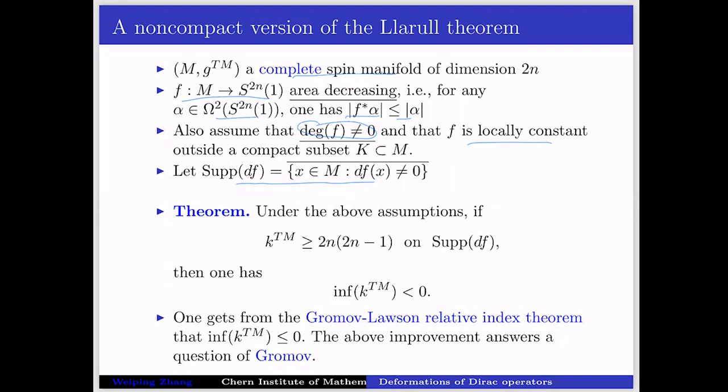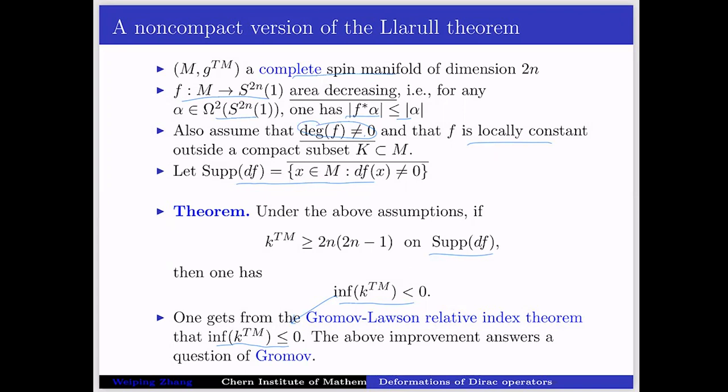Then our theorem is that under these assumptions, if k is larger than or equal to the dimension of the manifold minus one on the support, then one should get that the infimum of this scalar curvature should be negative, under the condition that the degree is non-zero. Indeed, if one applies the Gromov-Lawson relative index theorem, you immediately get that the infimum is indeed less than or equal to zero. This slight improvement is raised by Gromov in his paper Four Lectures, earlier version. So this is our proof, to state a new relative index theorem, just a slight improvement.